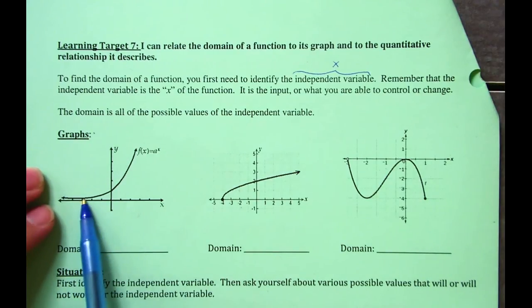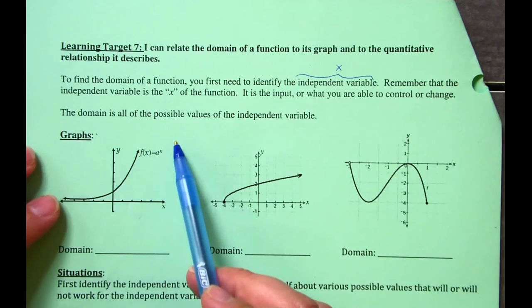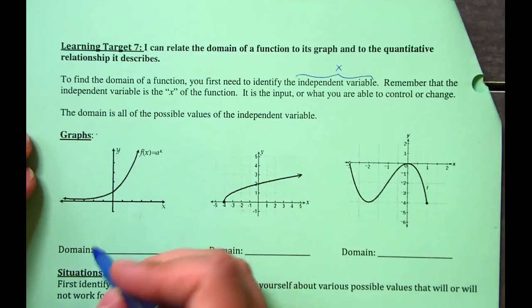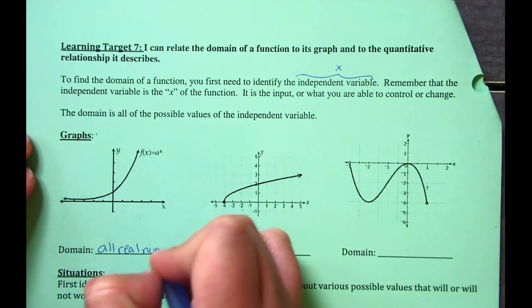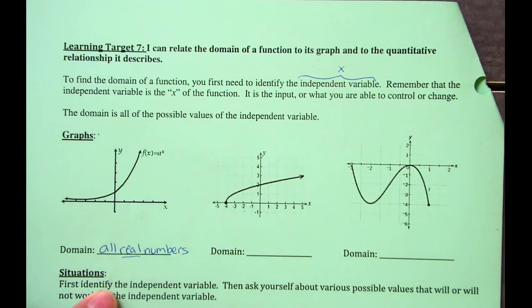Looking at this graph right here, these arrows on the end tell me that this graph goes forever to the right and forever to the left, which means that the domain of this function is all real numbers. In math, that's how we say it covers every number. We just say all real numbers. You have to say the real part because there's actually another set of numbers called imaginary numbers, but we're not going to talk about that in Algebra 1, so for now we will just say all real numbers.